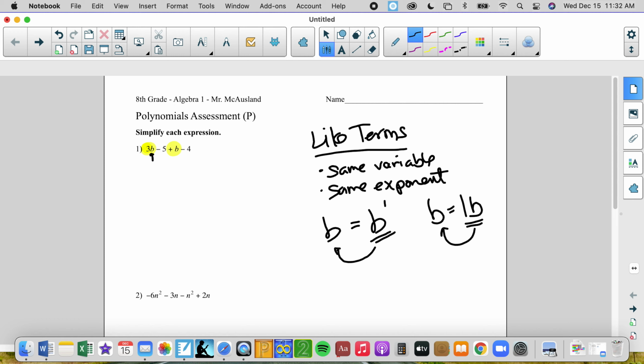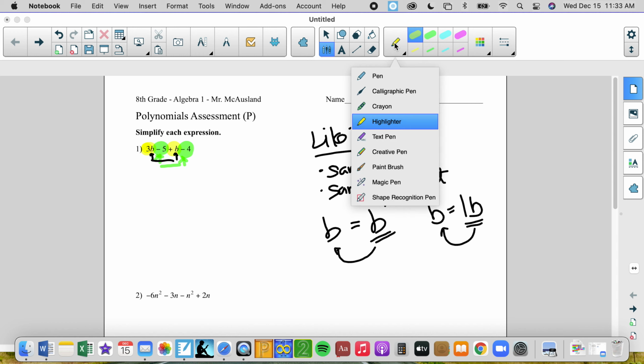That's b to the first. This is b to the first. We are going to be able to combine those. The other terms in the problem are -5 and -4. That's why we have 4 terms, 3b, -5b, and -4. And the 5 and 4 are constants, so they are like terms. So we're going to combine those.